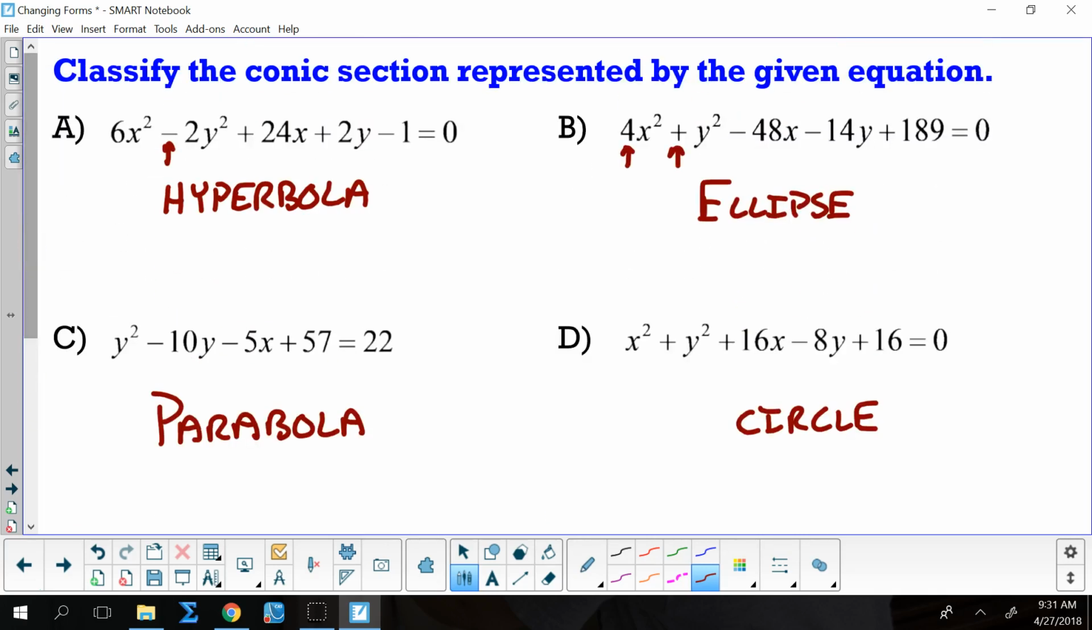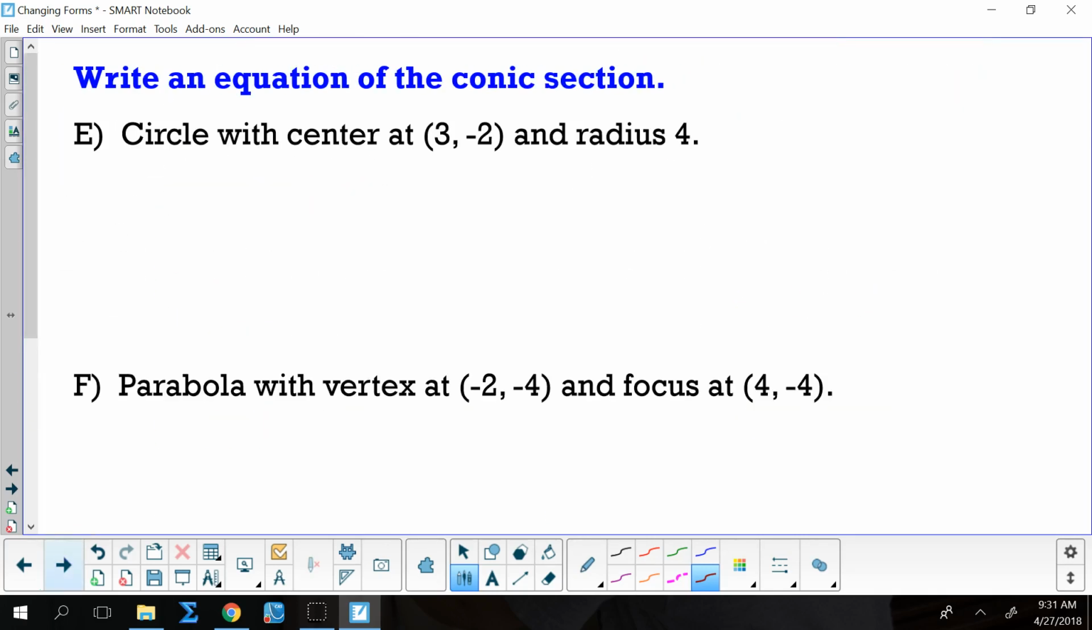I didn't think there was anything else down there. All right. So, let's get into writing those equations. We had a couple of problems like this a while ago.